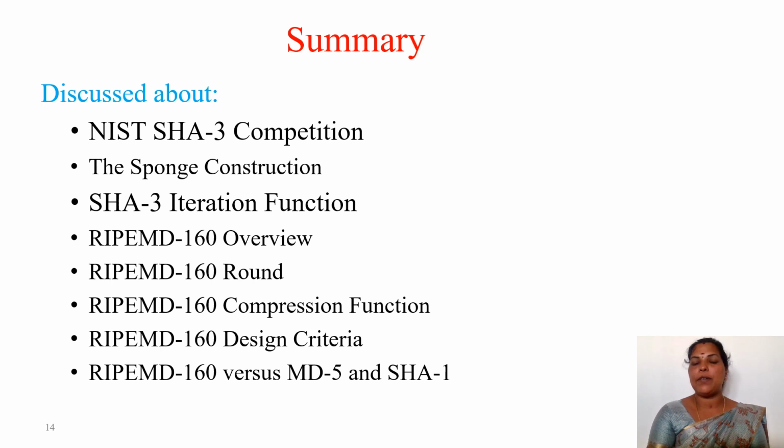In this presentation, we have discussed how the SHA-3 competition was conducted, then the sponge construction process in SHA-3, that is KECCAK, then the SHA-3 iteration function, then the RIPEMD-160 overview, round function, compression function, and design criteria of RIPEMD-160. Then we compared RIPEMD-160 with MD5 as well as SHA-1.